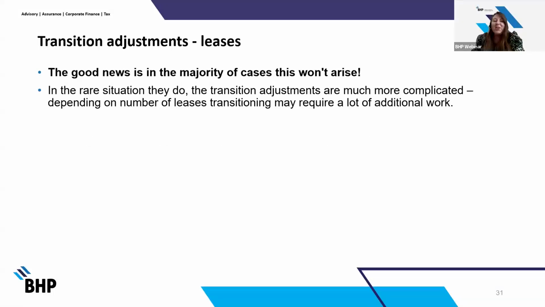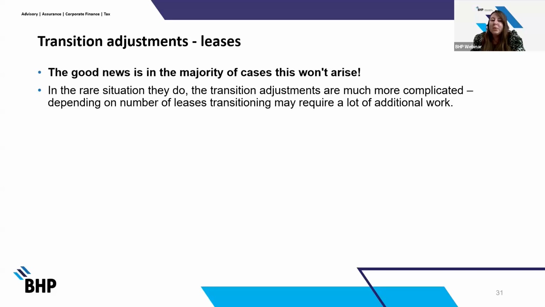Then in terms of leases, some good news here: in the majority of cases, we won't have a transition adjustment. As Alex spoke about earlier, the way that leases are being recognised and the changes to those mean that we don't have a prior year adjustment. Quite often we'll have a right of use asset recognised at one value and the lease liability at another value, and those will be the same. So we won't have any transition adjustments, and there's no tax impact.